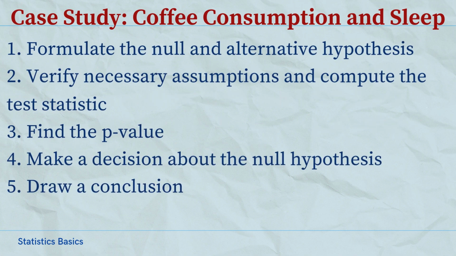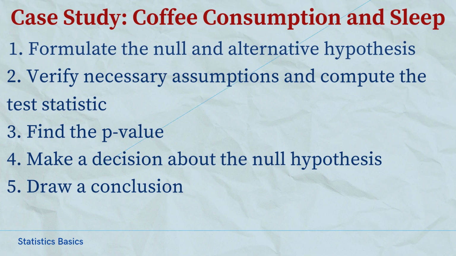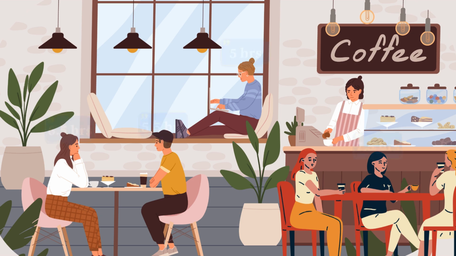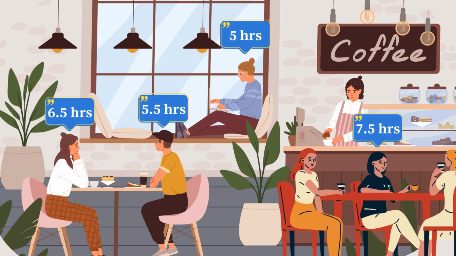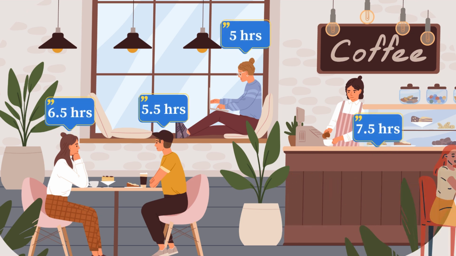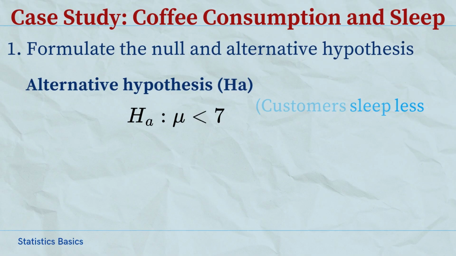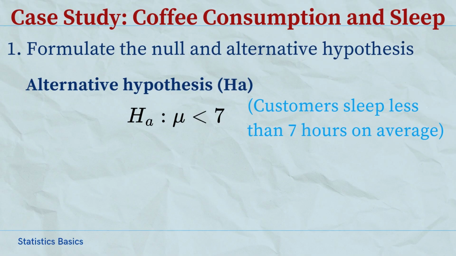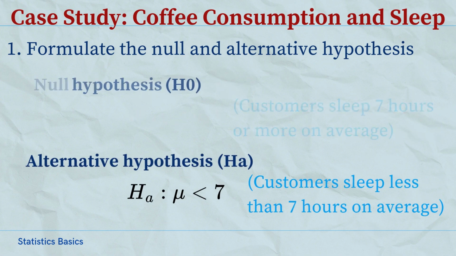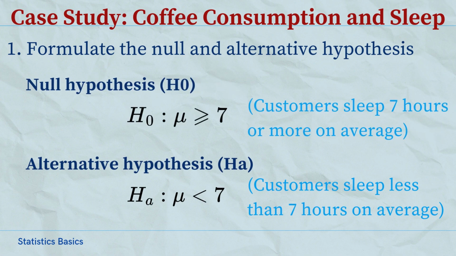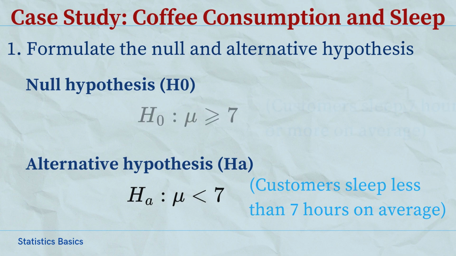Let's walk through a 5-step hypothesis testing procedure, calculating everything manually. The coffee shop owner believes their customers sleep less than the city average of 7 hours. This forms our alternative hypothesis, as it includes an inequality. The null hypothesis will be the opposite, that customers sleep the same or more than the city average.